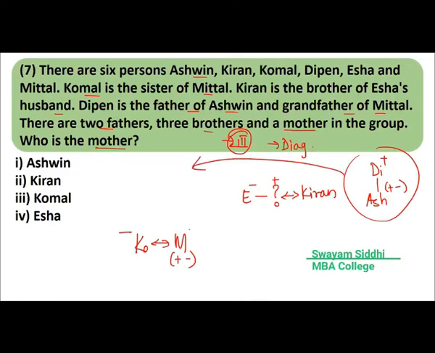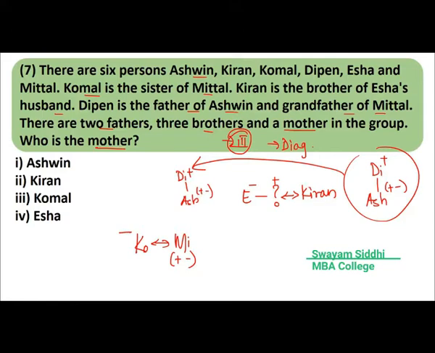So this diagram we'll write over here because we have Mittal over here. So Dipen is over here, plus sign. This is Ashwin. Now we do not know whether it is plus or minus. Now the family consists of 6 persons. There is no external person hidden or something like that. So how do we deduce?